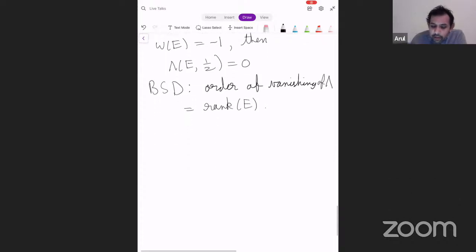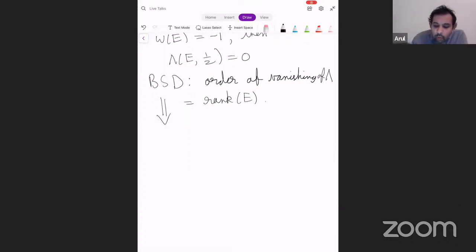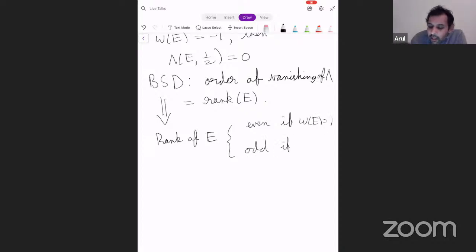So in particular, if we assume BSD, what that tells us is that the rank of E is even if omega of E is 1 and odd if omega of E is minus 1. In particular, we must have lots of elliptic curves where the rank is positive. It can't be that every elliptic curve has rank 0 because you have lots of elliptic curves where omega of E is minus 1.